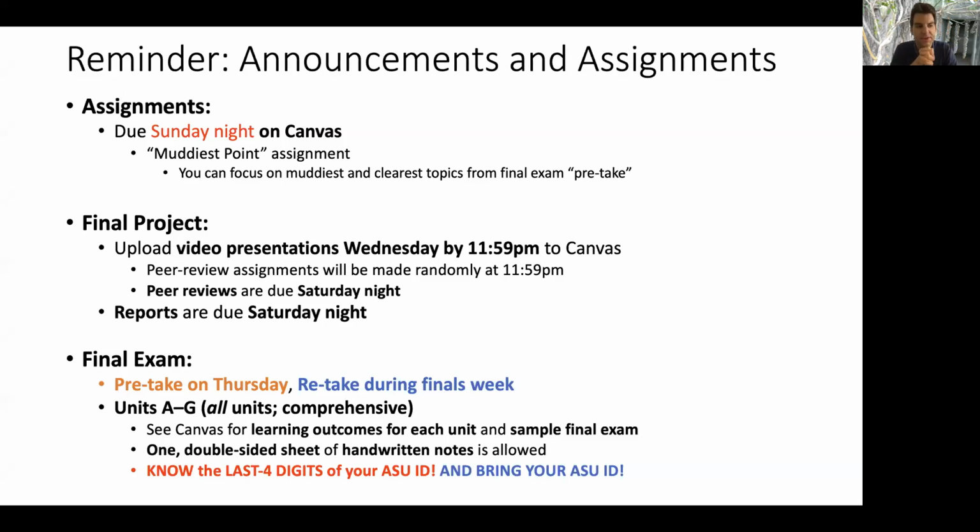So are there any other administrative questions or questions about how the timeline will work?